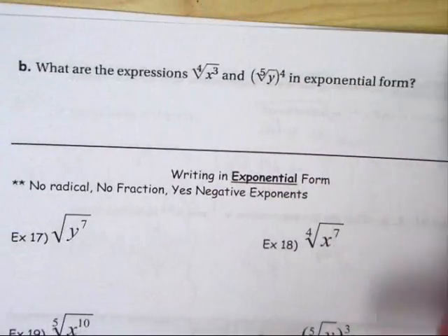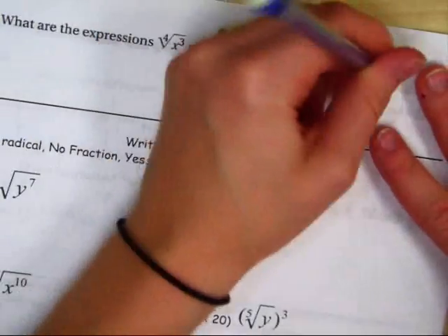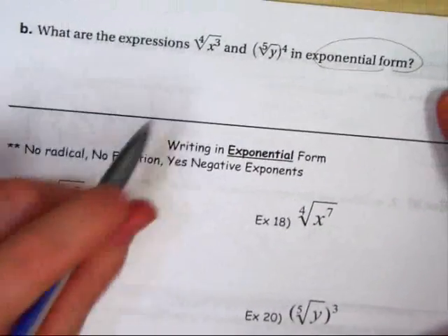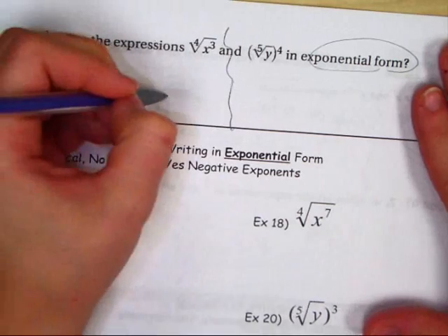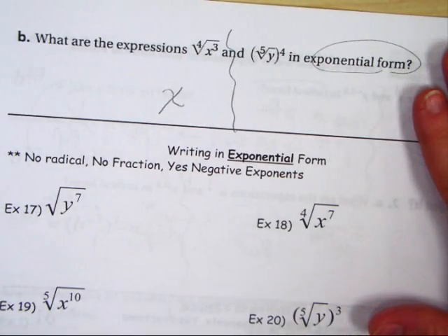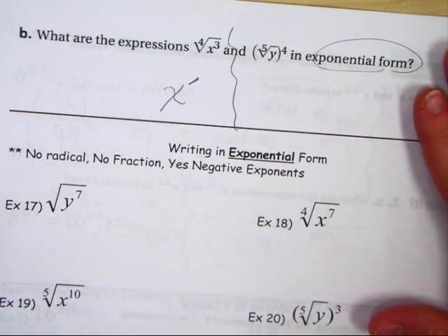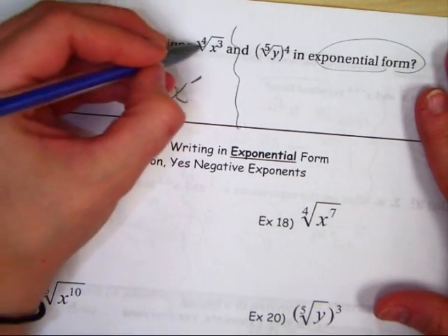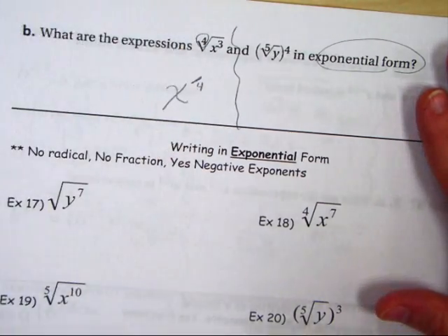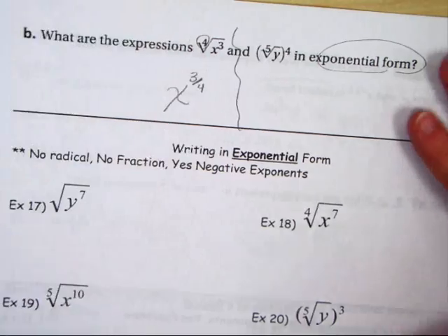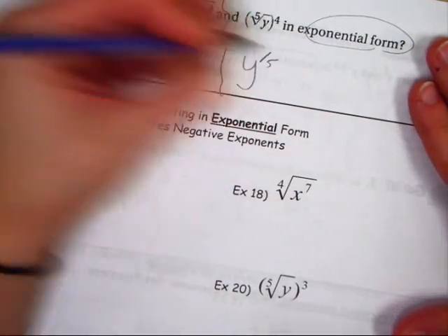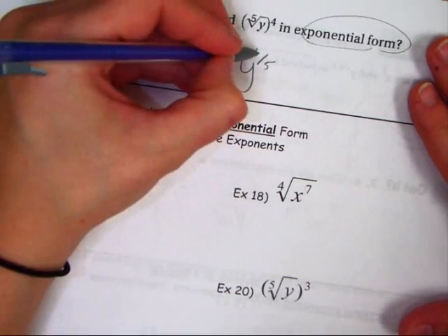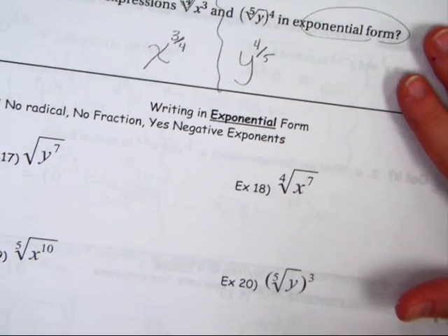What are these in exponential form? Now look what form we're going into. Exponential. So this is radical, go to exponential. 2 problems. Here's the base of x. Okay, what number's on the top? What number's on the bottom? The root's on the bottom, just like it is on a tree. The 3 goes on the top. Let's try it again with y. The root's on the bottom, just like it is on a tree. The 4 is on the top.